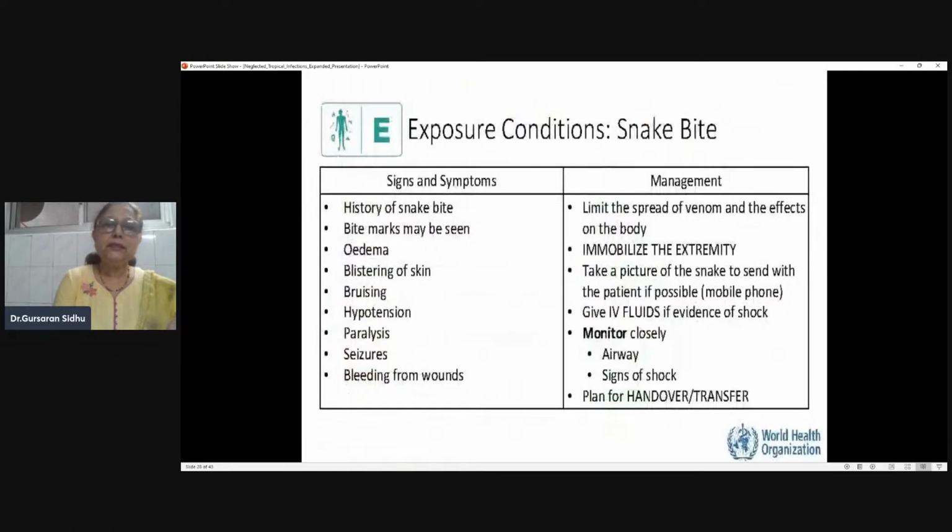And now let me come to the signs and symptoms. This could be just a clinical examination. Only patients who come with neuromuscular paralysis, the first patient, actually you ask the history. There could be no bite mark on the skin. These patients will come to you early morning.